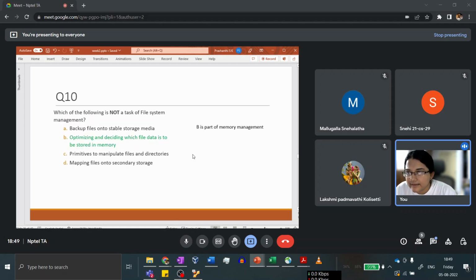Okay, let's look at the answer. That is correct. B is the right answer. Although it talks about which file data is to be stored in memory, the focus here is about memory. It's about managing the memory and what gets stored there, right? So B is part of memory management. Whereas things like C, primitives to manipulate files and directories, mapping files onto secondary storage, backing up files, all of these come as part of storage management, or file system management. So B is the option that does not belong to file system management. That's the answer for this. Any doubts on this?